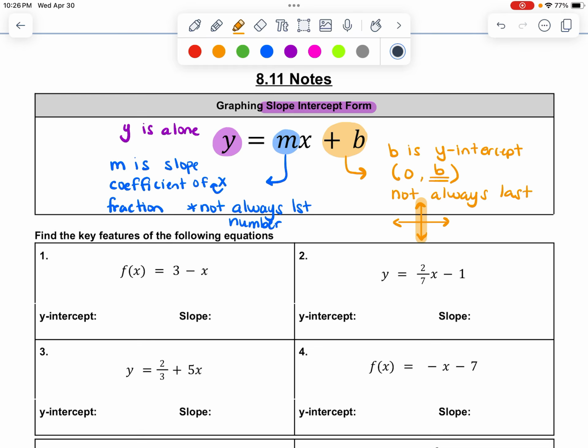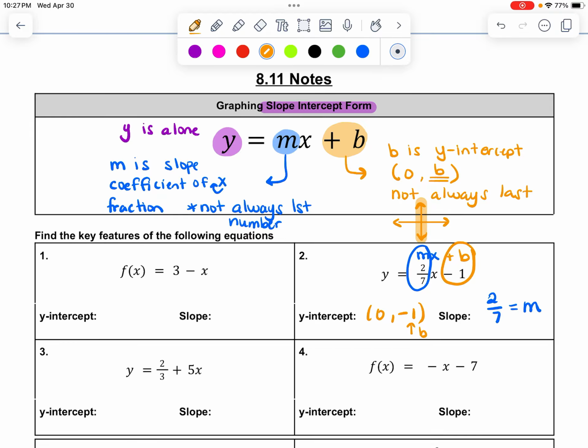So in our minds, we're going to say the words y equals mx plus b. Right above the x and the number, I'm going to write mx plus b. I'm going to line that up. That tells me my m, which is my slope, is 2 over 7. And my b, which is my y-intercept, is 0, -1.